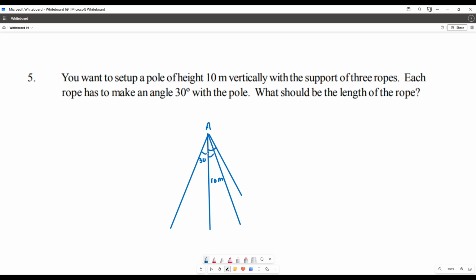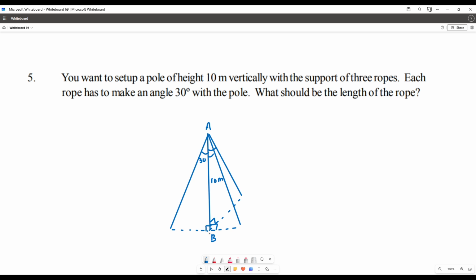Let the pole be AB. Now he is telling us to find the length of the rope. Since all of the ropes are making a 30-degree angle with the pole, all the triangles will be similar. So I can find the length of the rope in one triangle, and if I multiply it by 3, I would get the length of the whole rope which is needed.